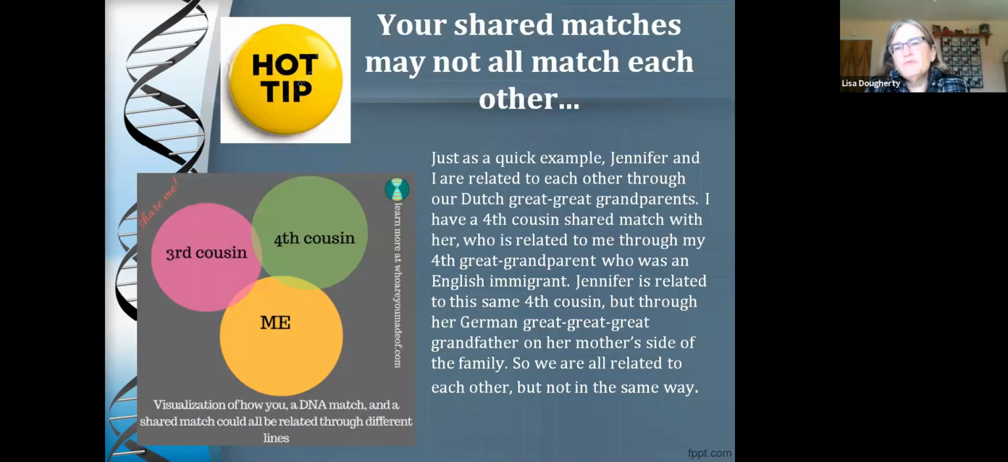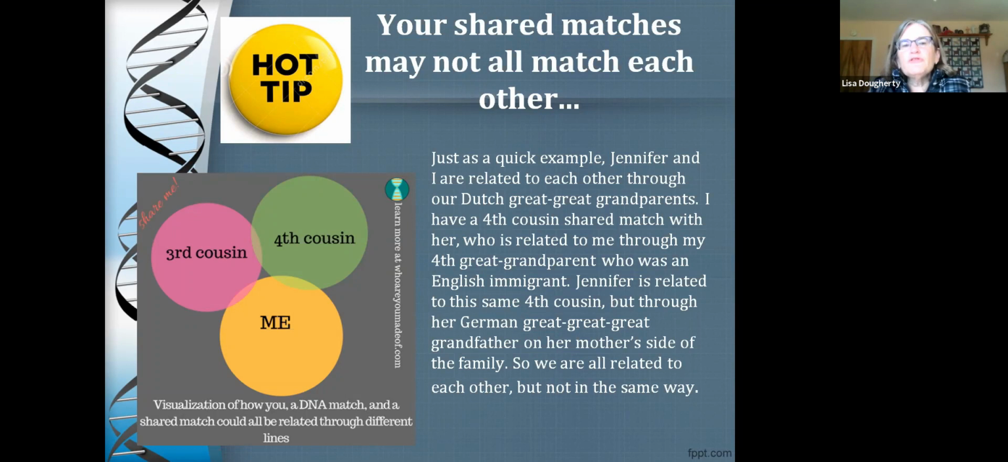Another thing to think about when you look at a shared match list is that you may not be sharing matches with that person the same way. If we look at this little diagram with the circles, there's me in yellow, a third cousin in pink, and a fourth cousin in green. Myself and the fourth cousin are sharing in an area that overlaps. Myself and the third cousin are sharing in an area that overlaps. And the third cousin and the fourth cousin are sharing in an area that overlaps.